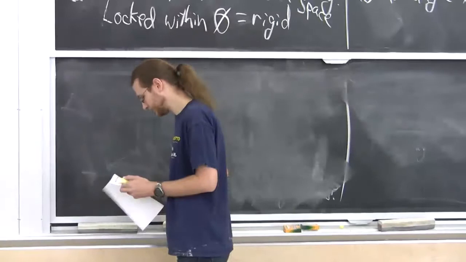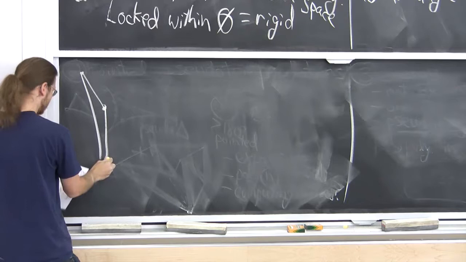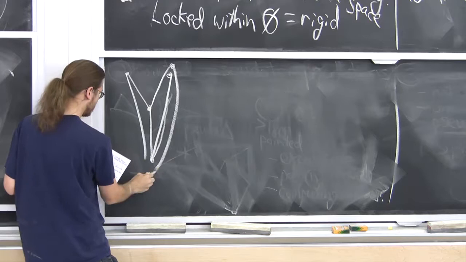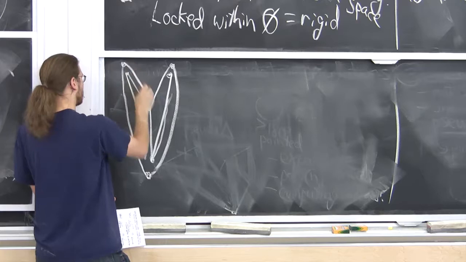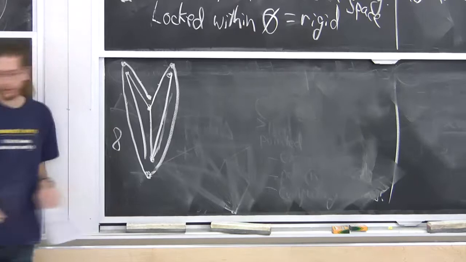So I'm just going to copy the example we had from before. This will work on basically all the examples I've shown you except the equilateral one. This is the 1, 2, 3, 4, 5, 6, 7, 8 bar example. This is the conjectured minimum. Let's prove that it's locked.